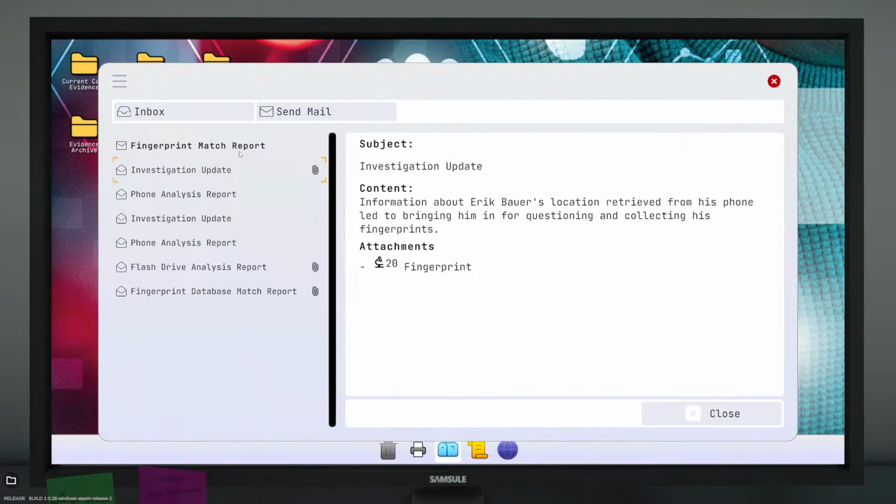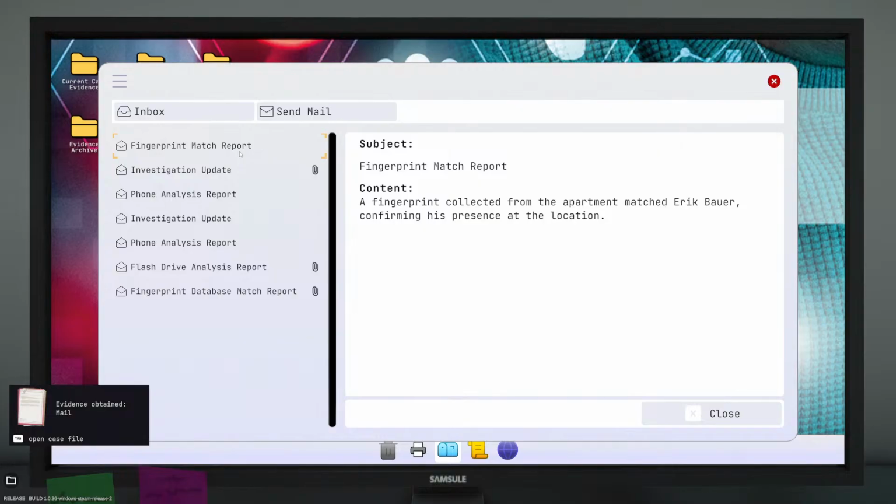Alright, let's check this out. A fingerprint collected from the apartment matched Eric, confirming his presence at the location.